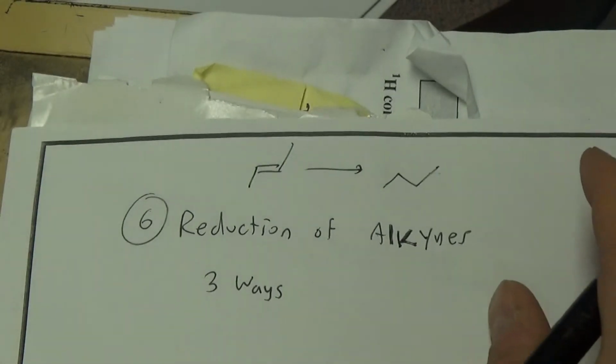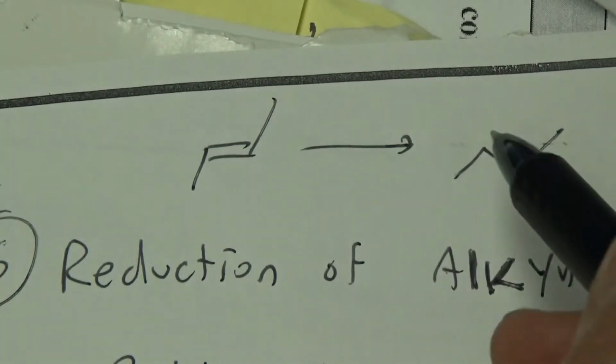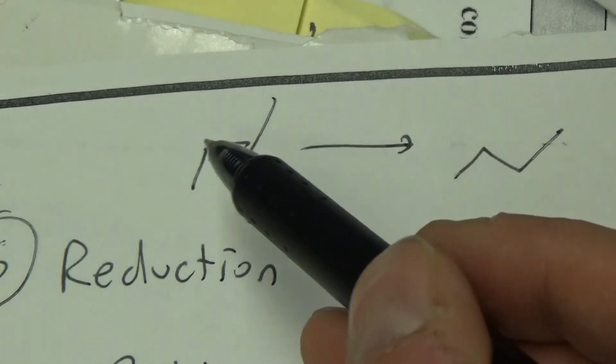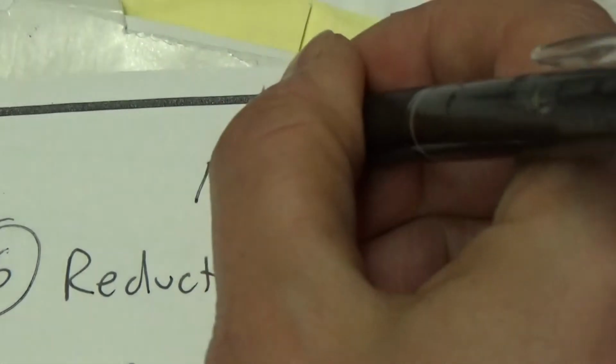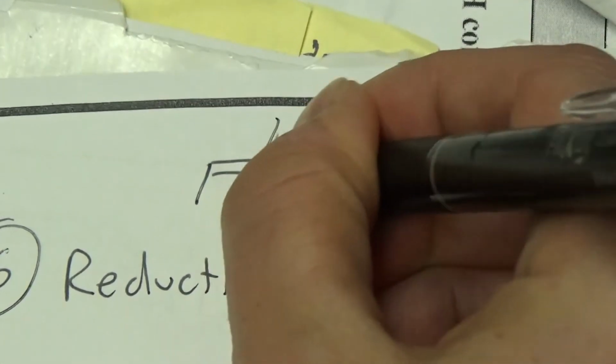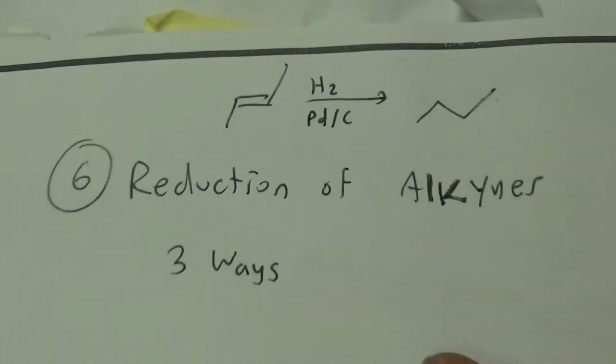How do you do that? That's Chapter 12. It looks like you're adding H's, right? There's CH2, CH2, so you're adding H's, so it's H2, palladium on carbon. That's how you reduce an alkene. So let's talk about reduction of alkynes.